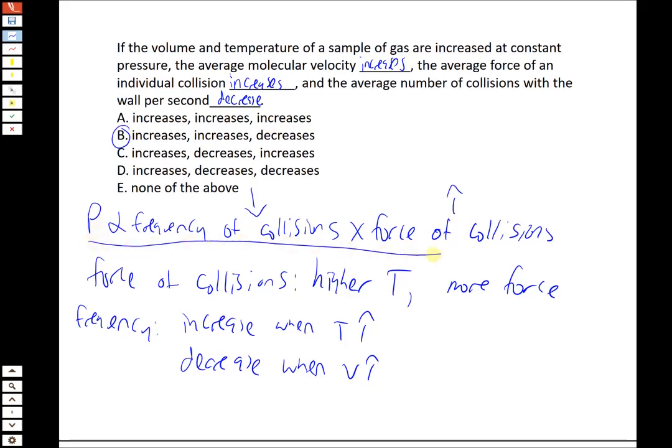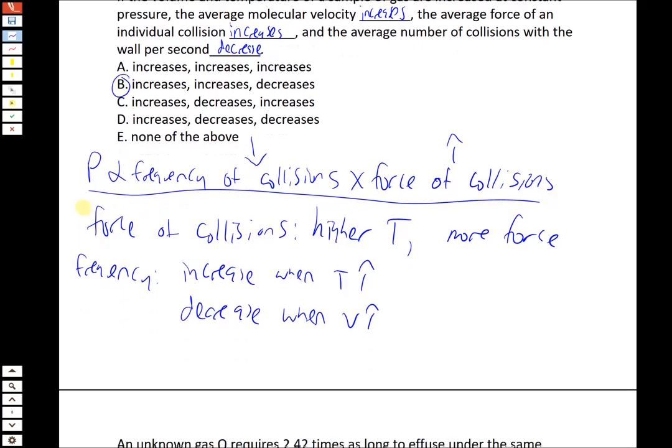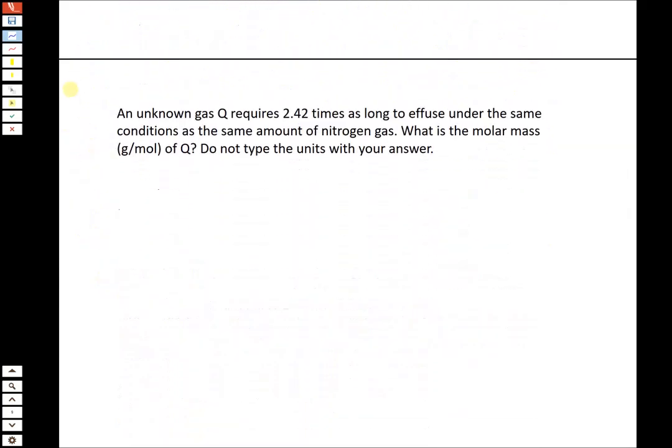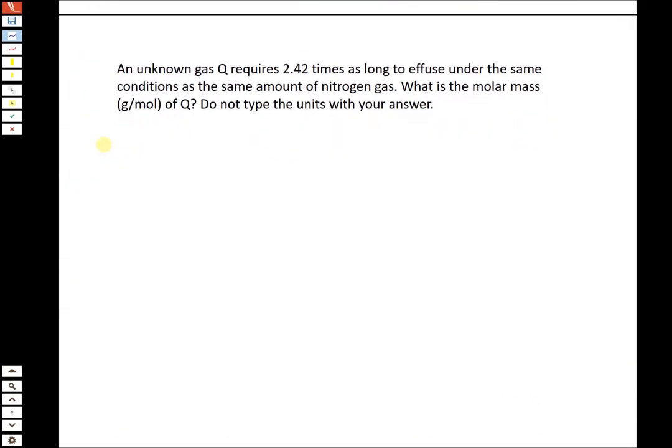When you're thinking about the pressure of a gas, it's going to be dependent on those two things: how often the gas molecules hit the wall and how forceful those collisions are, and those two together give you the pressure. All right, the last two problems here are numerical problems dealing with molecular velocity, and the concept that's kind of most directly related to that is effusion or diffusion. Effusion being leaking, diffusion being a gas moving through space or moving through another gas.